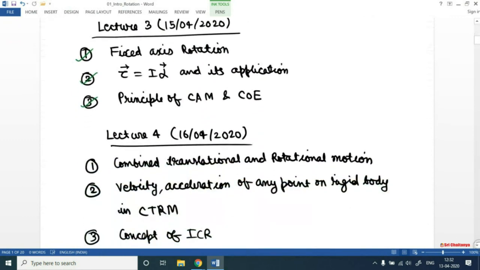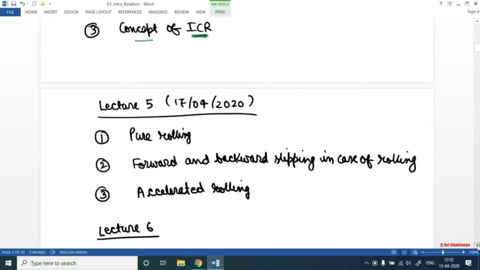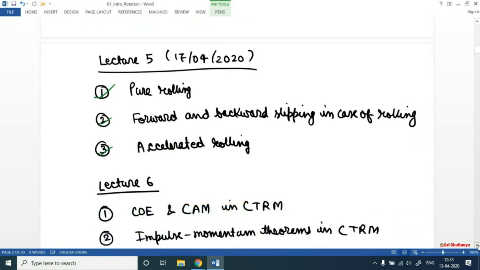In lecture number 4 we will talk about combined translational and rotational motion. Then we will look into velocity and acceleration of any point on the rigid body in combined translational and rotational motion, and then the concept of instantaneous center of rotation, which we will discuss in detail. In lecture number 5 I plan to do pure rolling, and apart from pure rolling, we will discuss forward and backward slipping in case of rolling, and also accelerated rolling. So lecture number 5 would be devoted to different types of rolling.